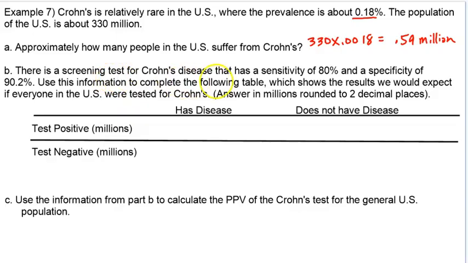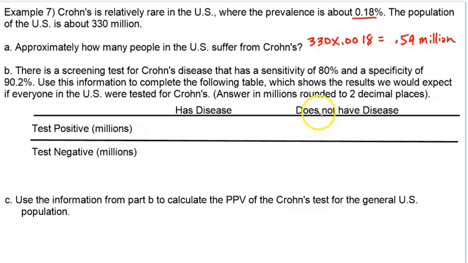There's a screening test for Crohn's. It has a sensitivity of 80%. It's accurately catching people that have the disease at an 80% accuracy, and specificity at 90.2%. So it's accurately detecting the absence of the disease at a 90% accuracy rate.